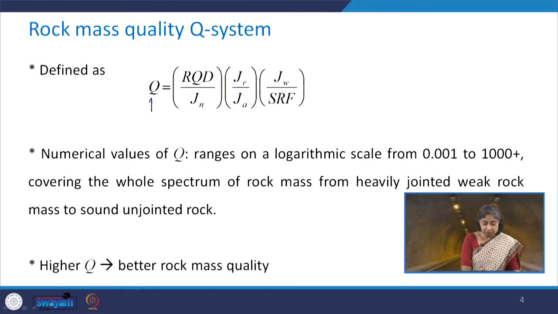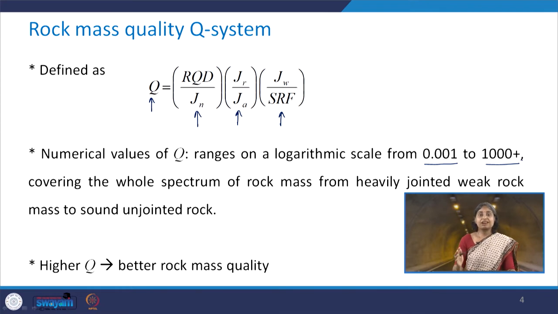Now this index Q is defined as the product of 3 quotients. First one is RQD by Jn, second one is Jr upon Ja, and the third one is Jw upon SRF. The numerical values of Q range on a logarithmic scale from 0.001 to 1000 plus. So this basically covers the whole spectrum of rock mass, from heavily jointed weak rock mass to sound unjointed rock. So larger values of Q represent better quality of the rock mass.